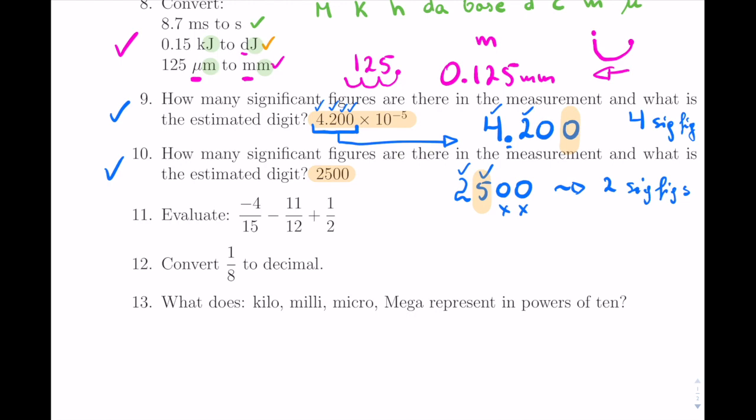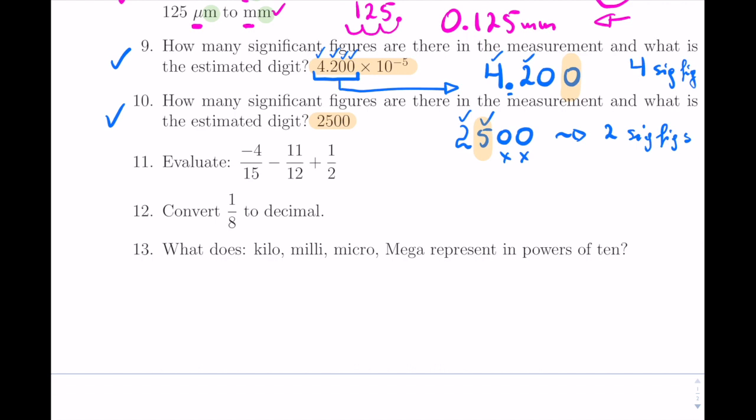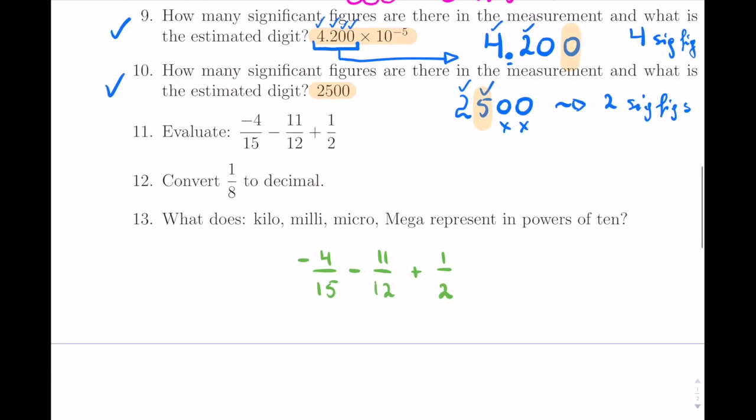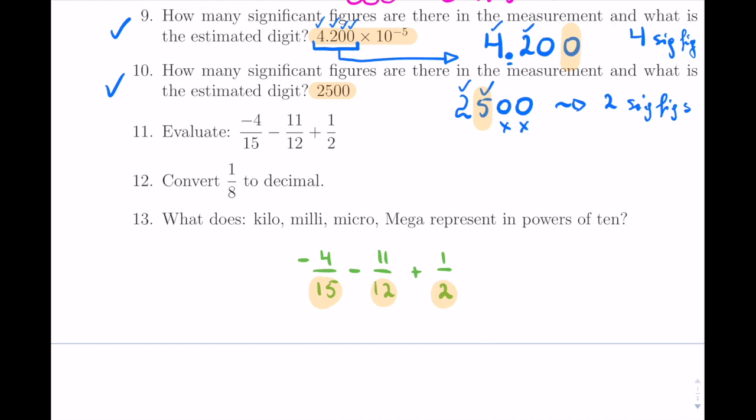Let's keep going. Let's take a look and try to do the next one, which is question 11. I'm going to do question 11 here a little bit below. So I have 4 over 15 minus 11 over 12 plus 1 over 2. Okay. I do not have any like fractions here, so I need to find a common denominator. So that's the first thing that I'll do. So I have 15 and 12 and 2. Okay. So let's break these things down.